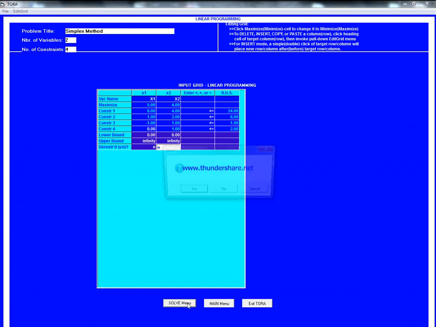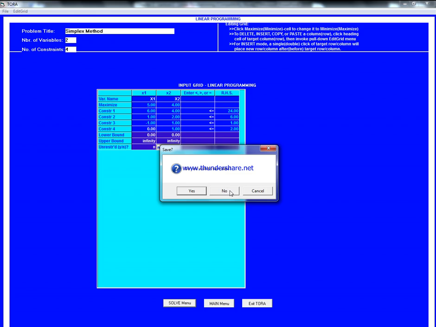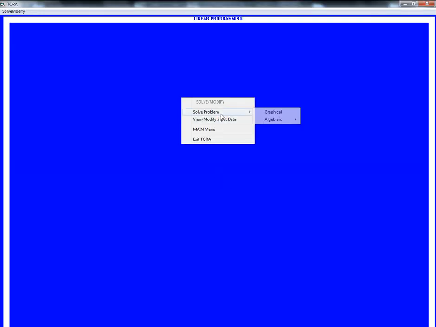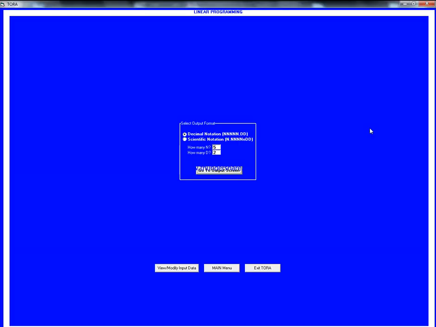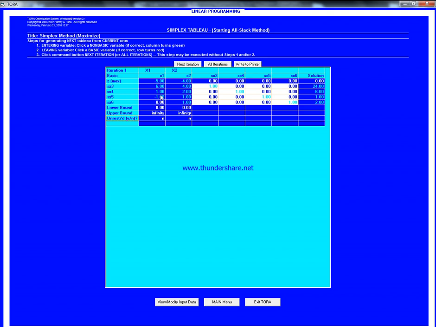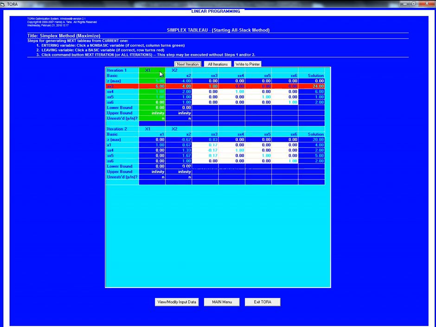Okay, so solve menu. Do you want to push the data? No. Solve problem, algebraic, iteration, or stack, starting solution. Go to the output screen. Okay, so this is the first matrix as we did in the class. These are the values we put here, the coefficients, and we have the basic variable at iteration 0, non-basic variables x1 and x2. Next iteration, the one in green is the pivot column, and the one in red is the pivot row, and the element is 6.